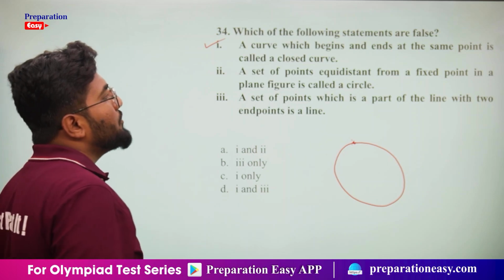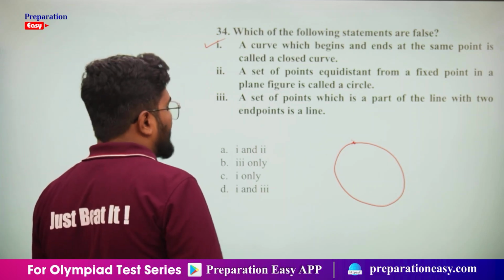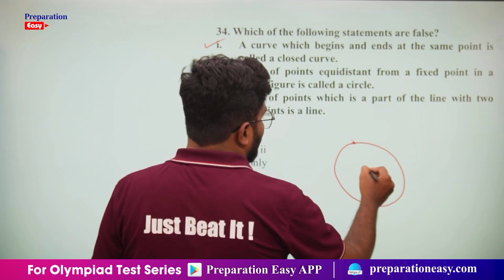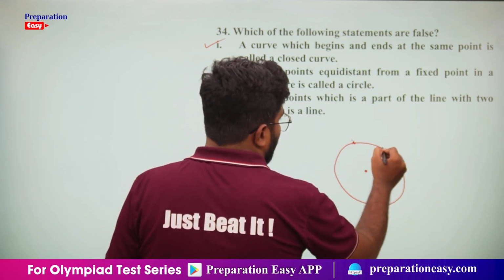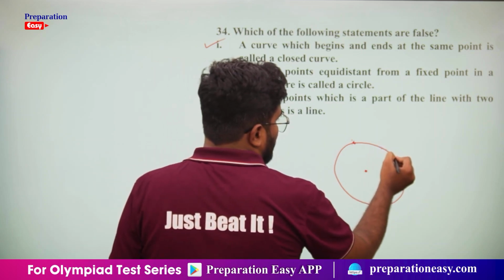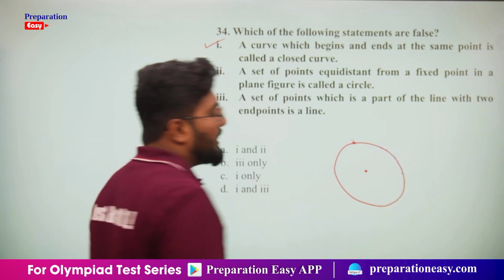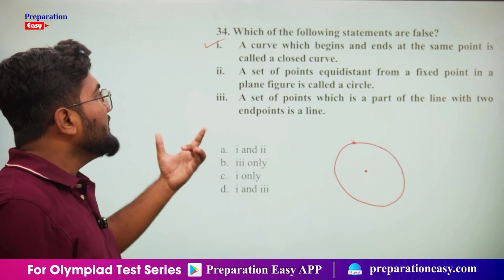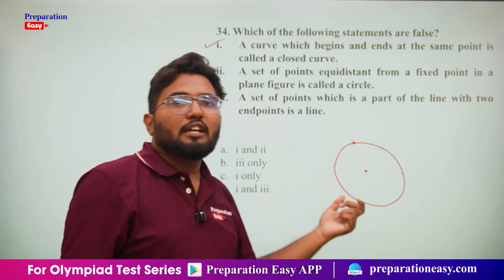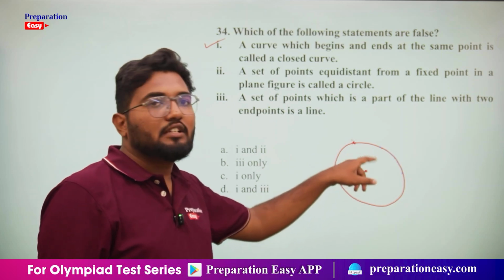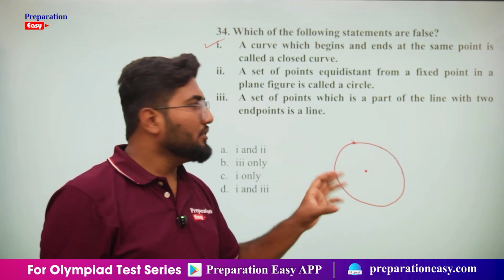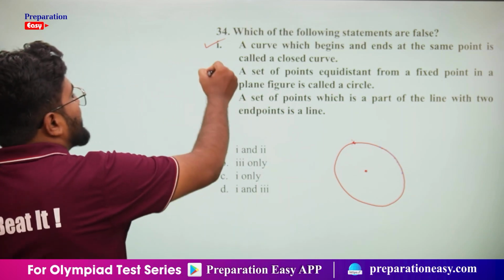Then, a set of points equidistant from a fixed point. If this is a point, and all the points around it are at equal distance, then it is called a circle. From the center it is the radius, and the radius of a circle is the same at each point. So the second statement is also correct.